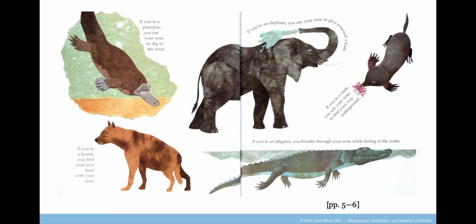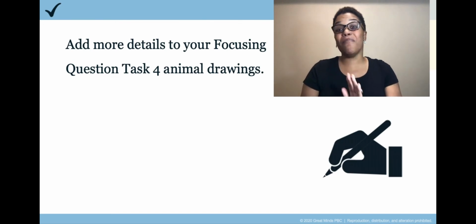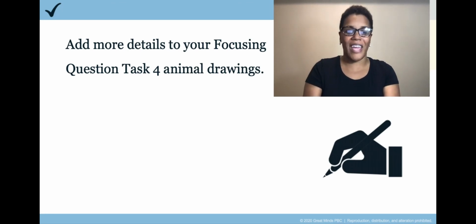Here are pages 5 and 6. If you don't have a copy of the text, you can use these images to practice adding more details to an animal drawing. Part of focusing question task 4 is adding a detailed illustration of the animals that you wrote about in your paragraph. If you've already started your animal drawings, you can add more details now. But if you haven't started, be sure to add details as you draw. Are you ready? You're going to pause the video and add more details to your focusing question task 4 animal drawings.